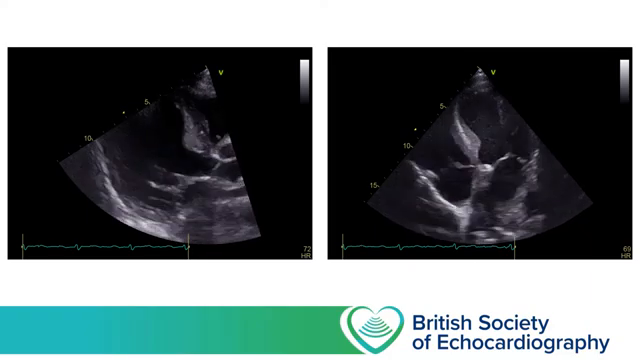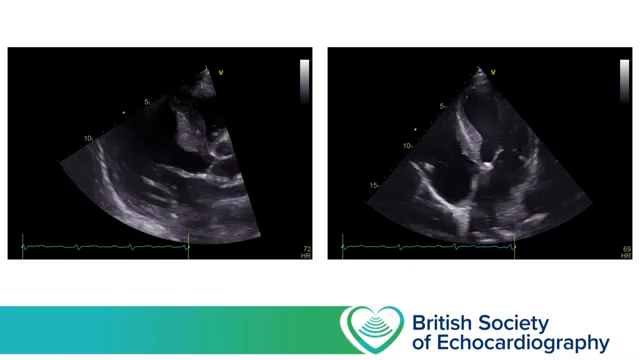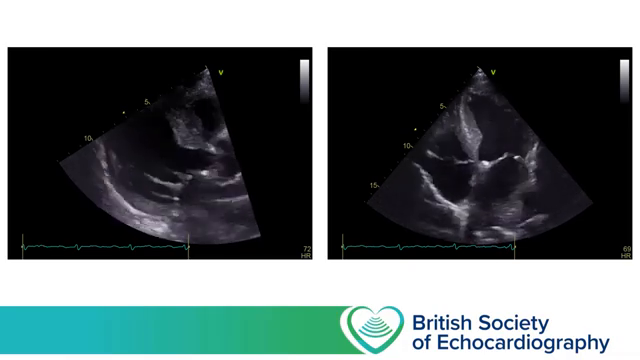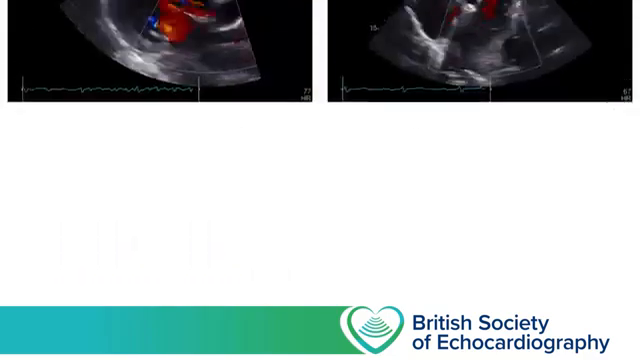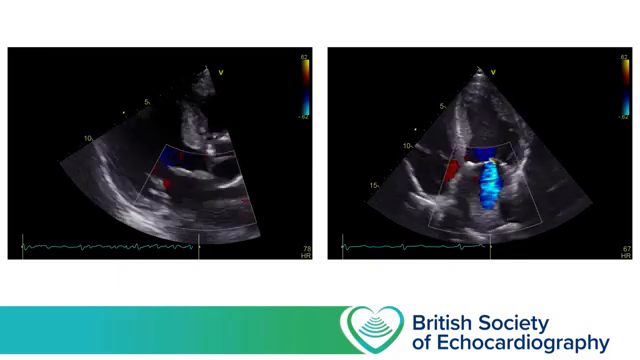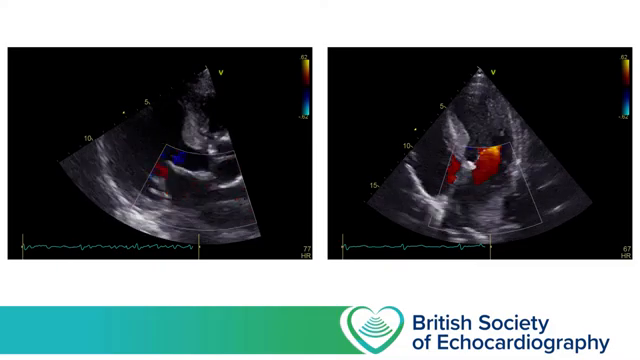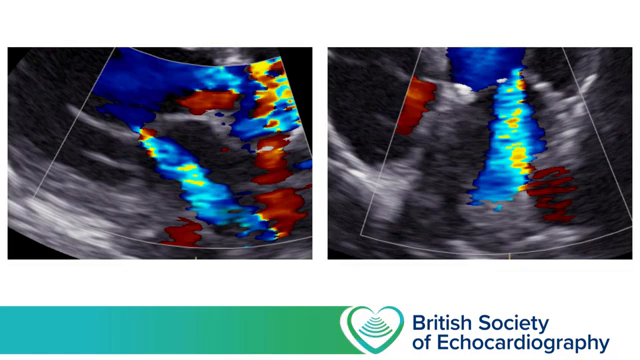So these images are taken from a gentleman in his late 80s who'd just been brought round from the operating theatre to the ICU following an emergency laparotomy. And this study was performed as the patient was in a shocked state, requiring a significant amount of vasopressor support. We can see that the LV contractility is reduced, and this is consistent with the patient's known ischemic cardiomyopathy. And in the colour flow images we can see a central jet of functional MR, which is probably moderate in severity.